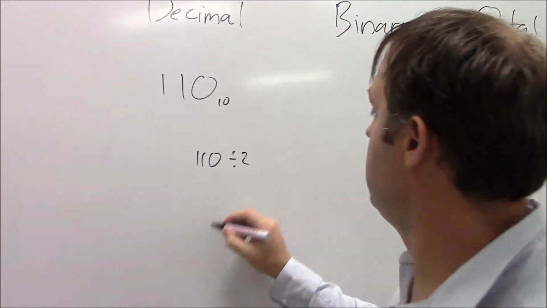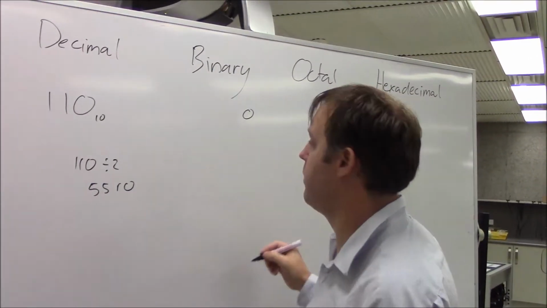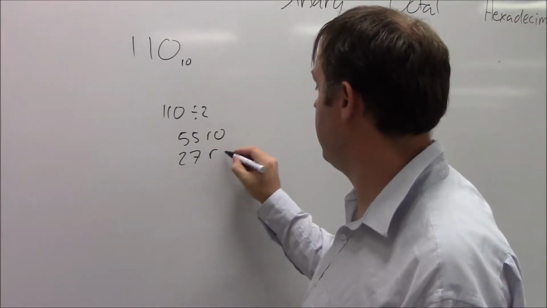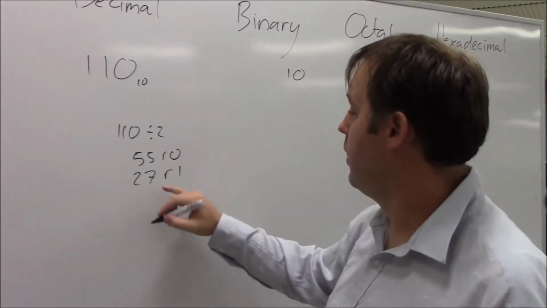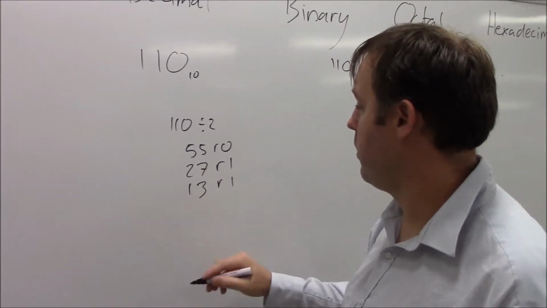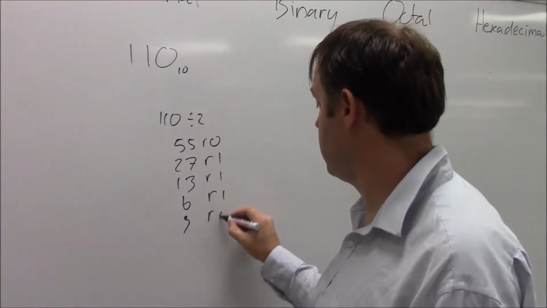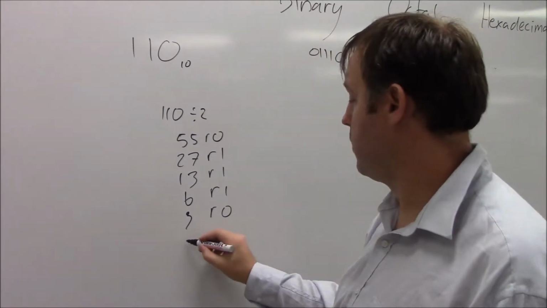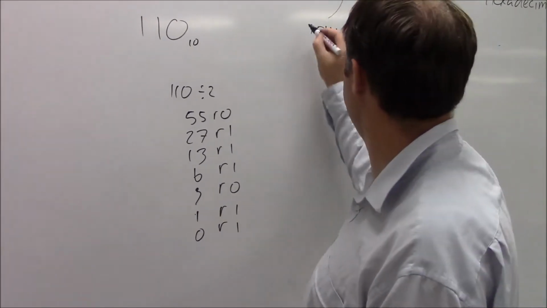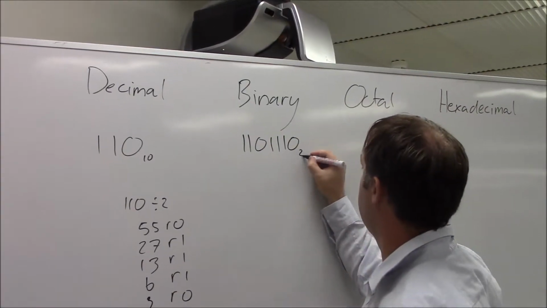110 divided by 2 is 55. Remainder 0. So the first on the right is 0. 55 divided by 2 is 27, remainder 1. So we got 1 there. And 27 divided by 2 is 13, remainder 1. We got another 1. 13 divided by 2 is 6, remainder 1. Another 1. 6 divided by 2 is 3, remainder 0. 3 divided by 2 is 1, remainder 1. And 1 divided by 2 is 0, remainder 1. So 110 in decimal gives me this number in binary.